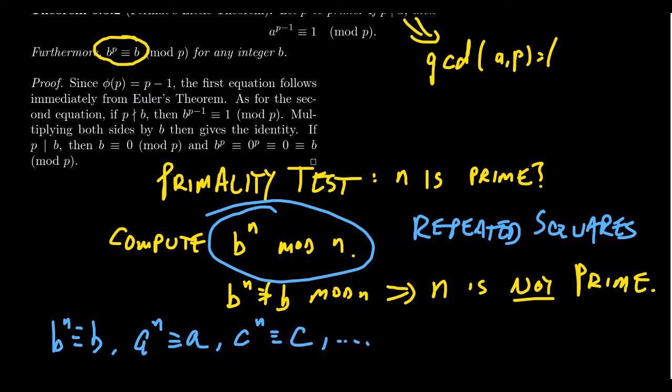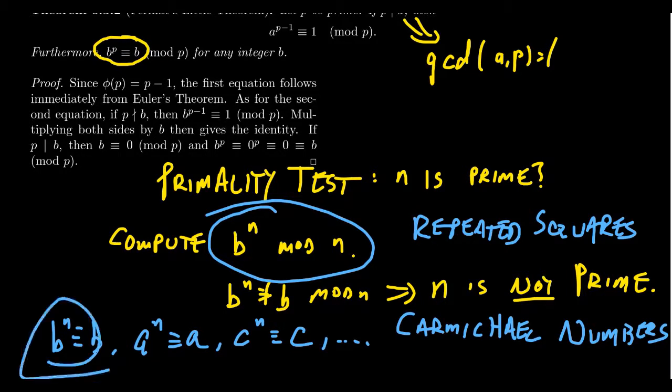But the issue is, the reason why we can't use this to prove exactly primes is because we have something called Carmichael numbers. Carmichael numbers are exactly those numbers which trick this primality test. Carmichael numbers are numbers for which b to the n is congruent to b for any choice of b, but they themselves are composite numbers. Now, the good news is Carmichael numbers are extremely rare. They're even rarer than primes, I believe. I believe they're infinite, but they're very, very sparse.